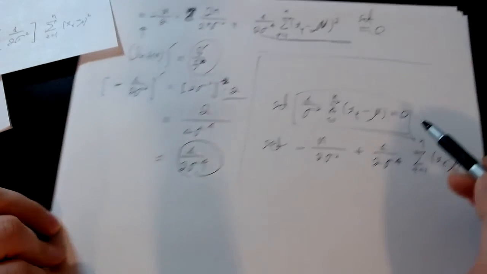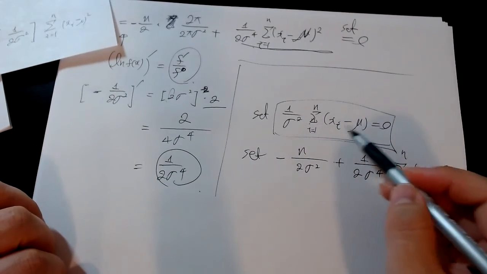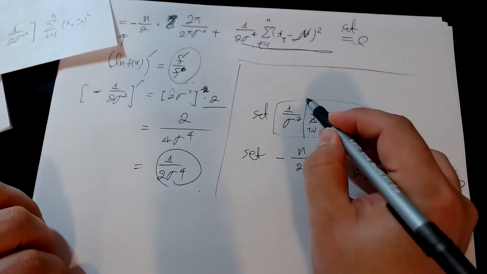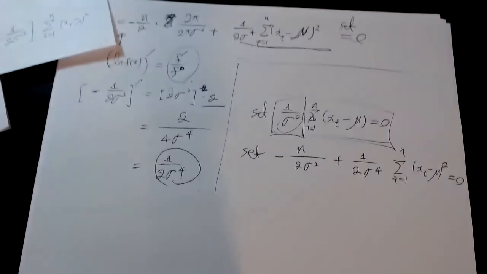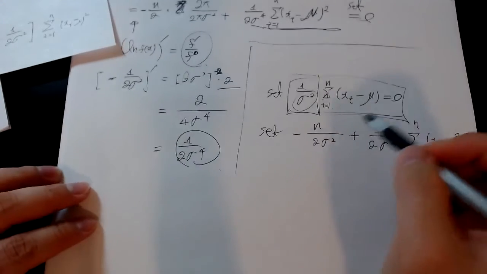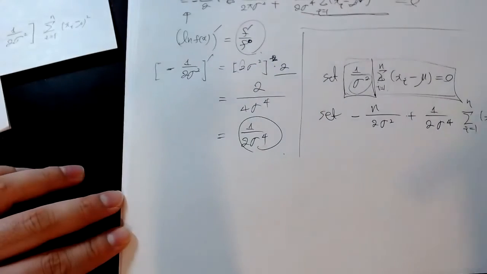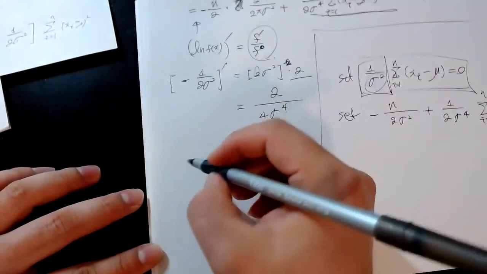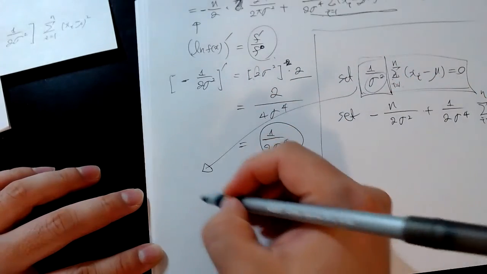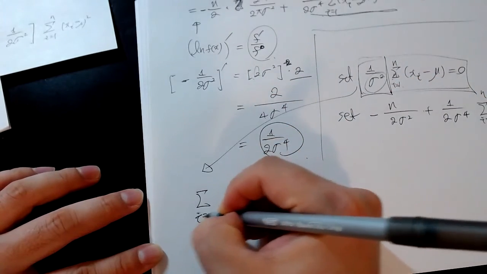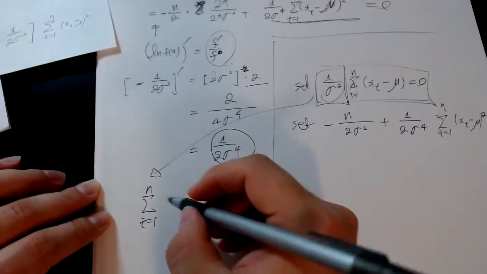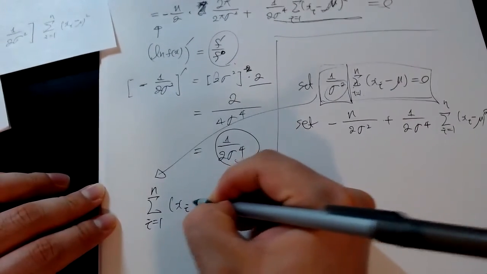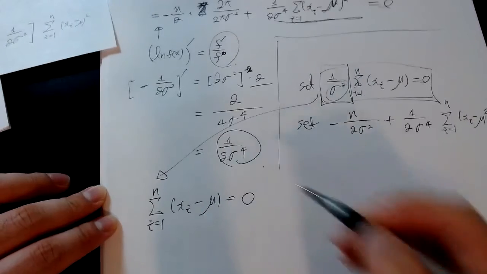1 over sigma squared times the summation of (xi minus mu) equals 0. It means that, since sigma squared is always greater than 0, the summation must be 0. So the summation i equals 1 through n of (xi minus mu) is equal to 0.